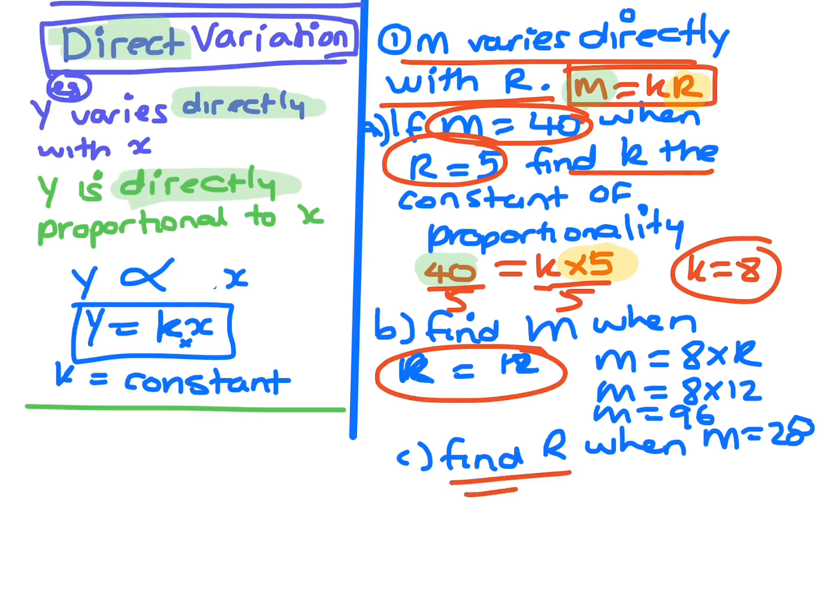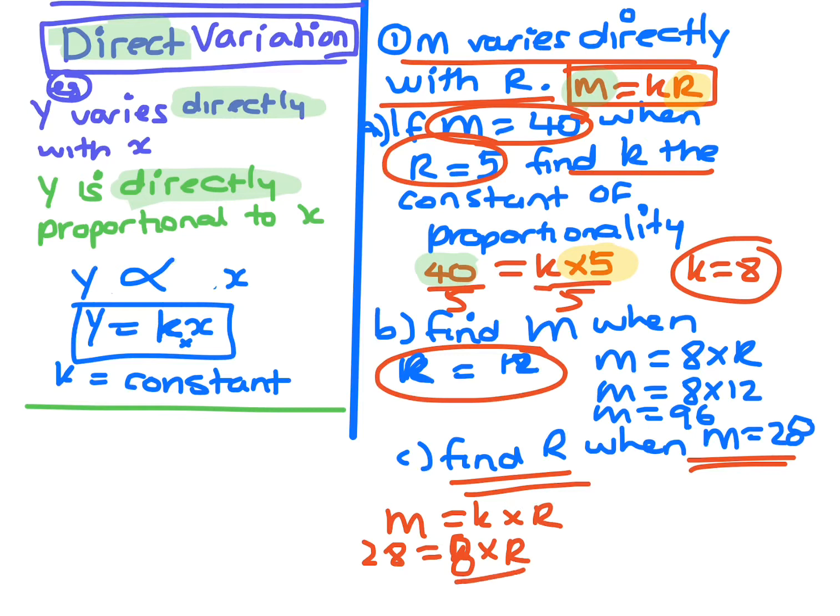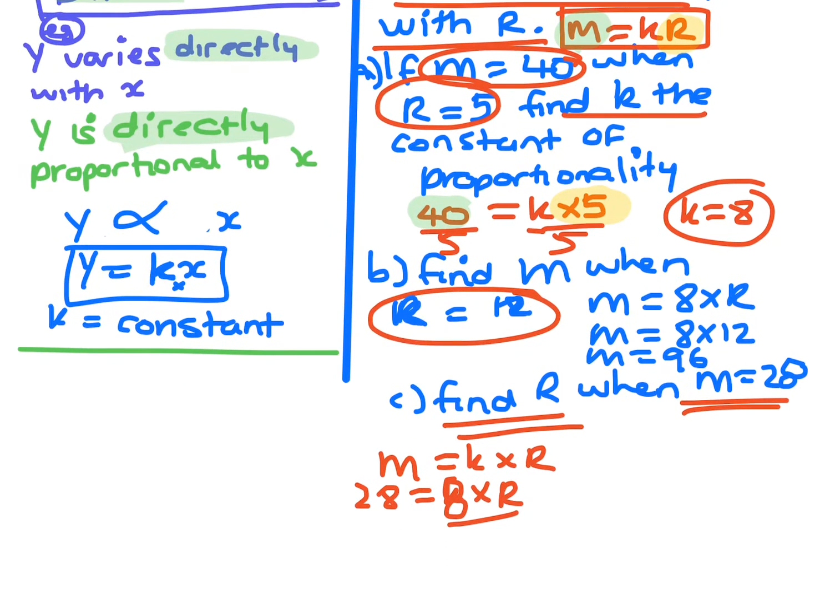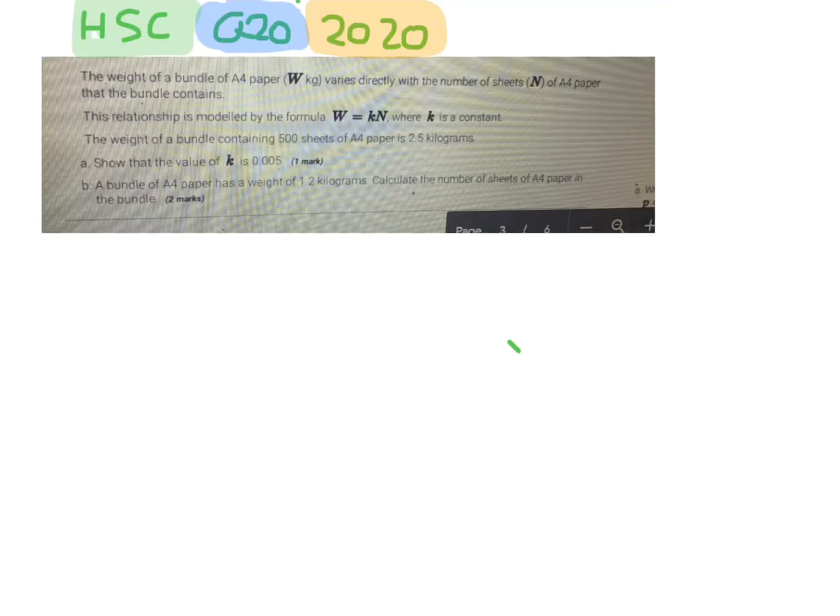Okay, so let's find r when m is 28. So m is k times r. M is 28, k is 8, times r. So now to find r on this one, you just have to divide by 8. So r is equal to 28 on 8, which would be 14 on 4, which will be 7 on 2, or 3.5.